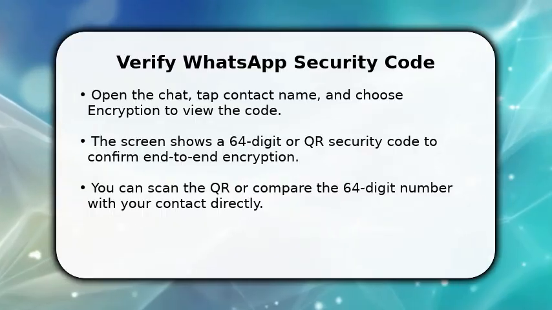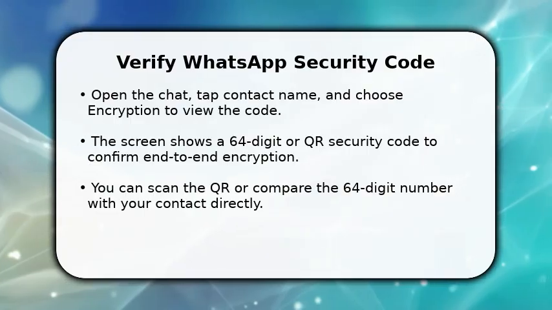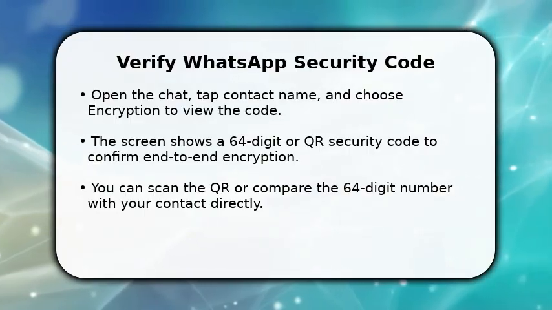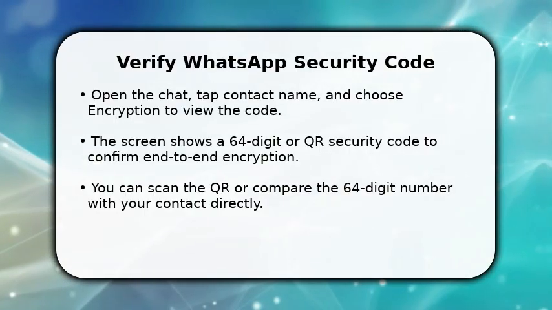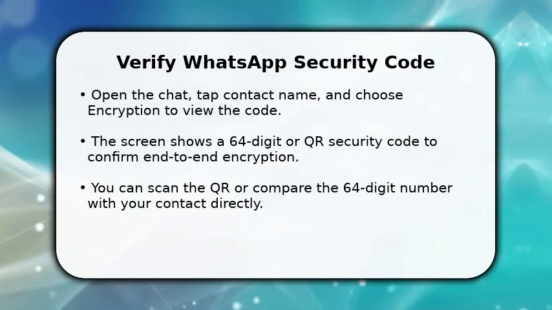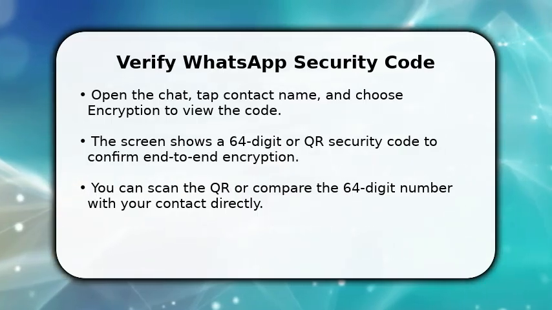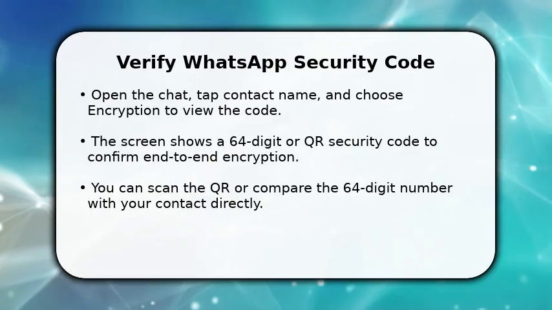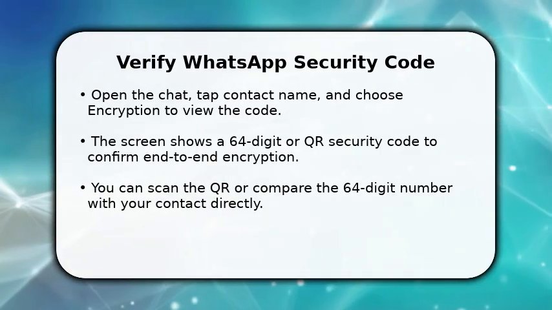Open WhatsApp and select the chat with the person you want to verify. Tap the contact name at the top to open contact info. Scroll and tap Encryption to open the security screen. The screen shows a 64-digit code and a QR code for verification.